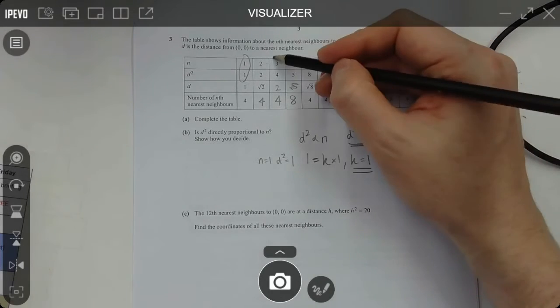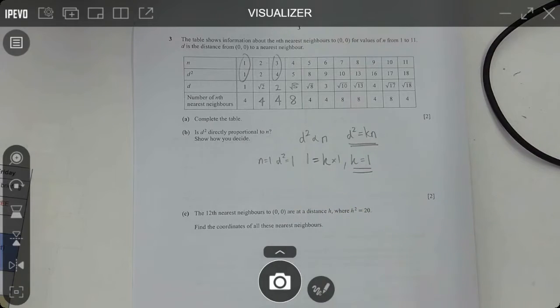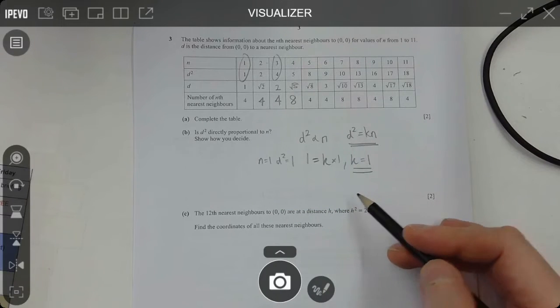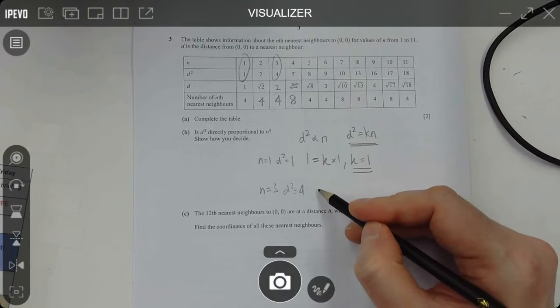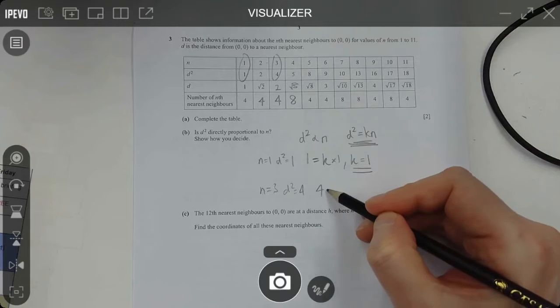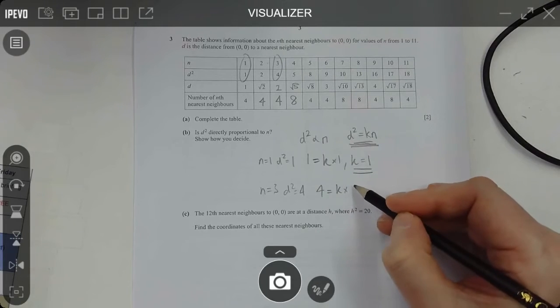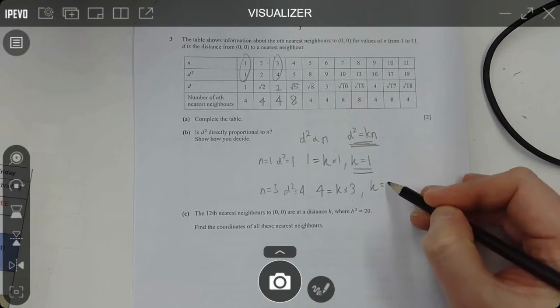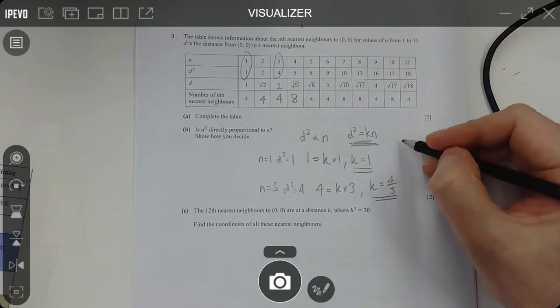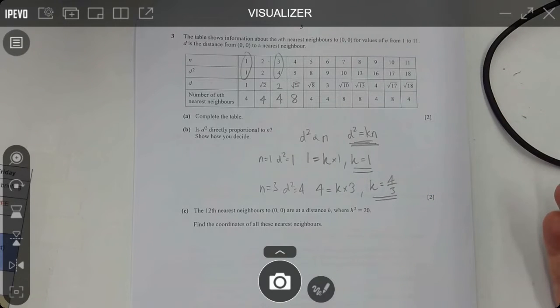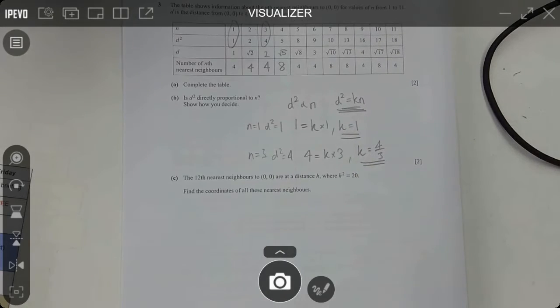Now, let's pick another pair. Let's do 3 and 4. If it is proportional, we'll get the same constant. So let's check that. n equals 3, d squared equals 4. Substitute in: d squared, which is 4, equals k times n, where n is 3. What we'll see is that the constant is different. As the constant is different, it's not a proportional relationship. They're not directly proportional, because the constant would have to be the same. So that's one way of showing that they are not proportional to each other.